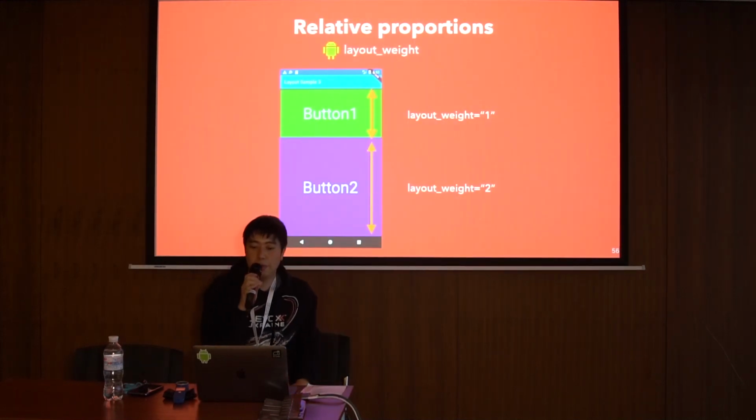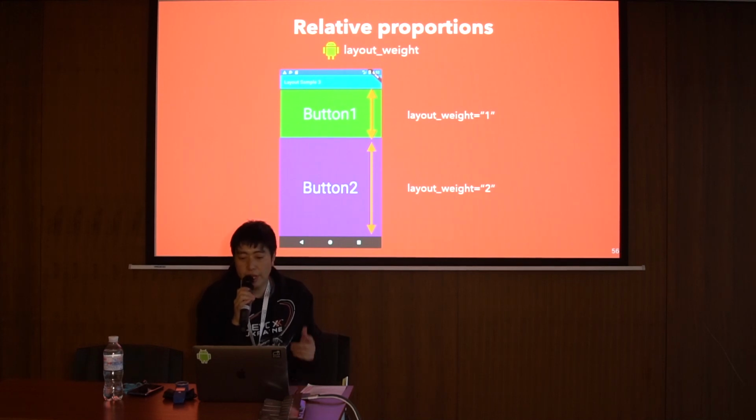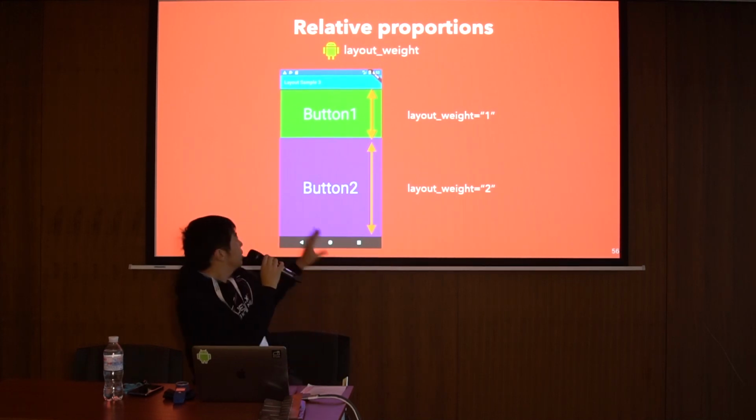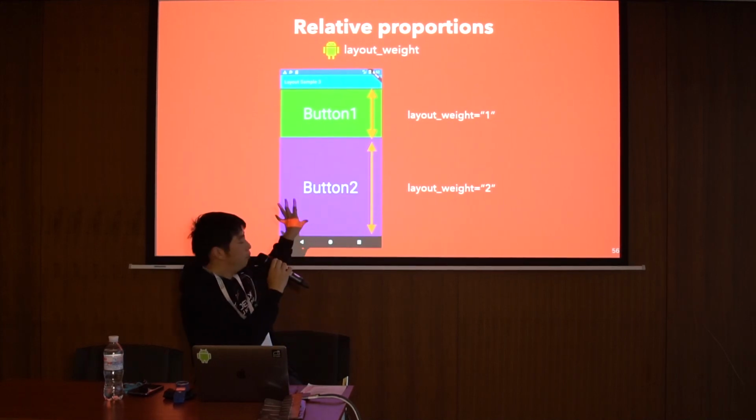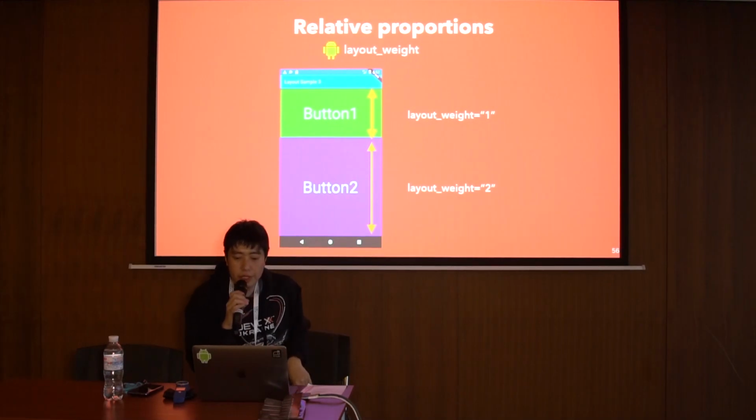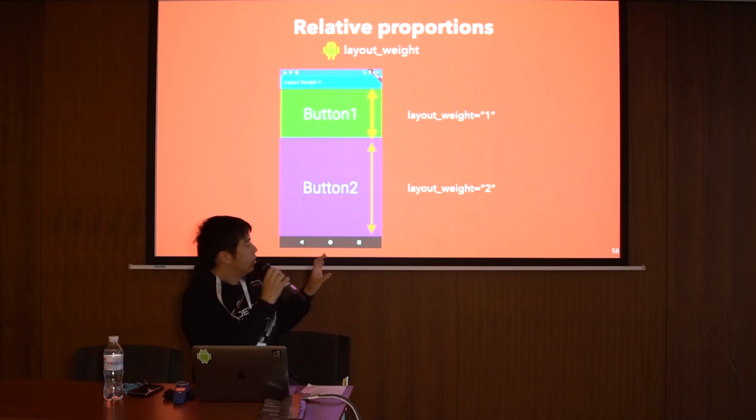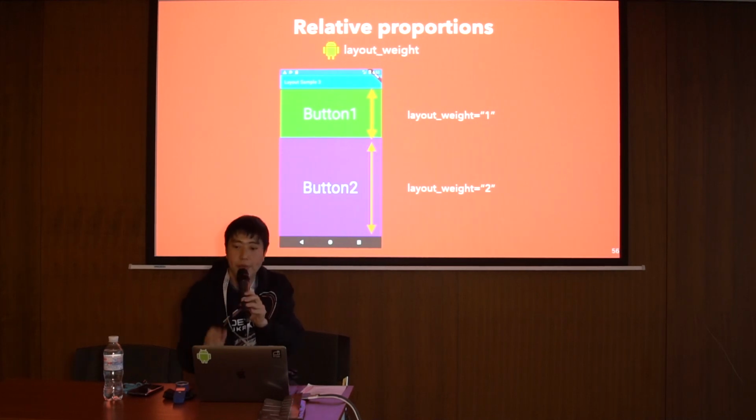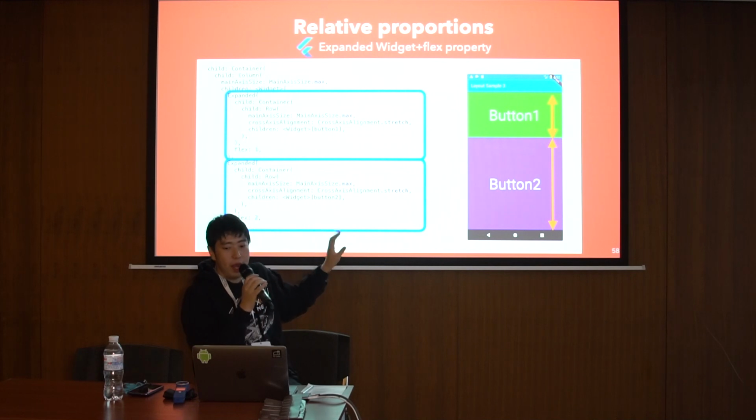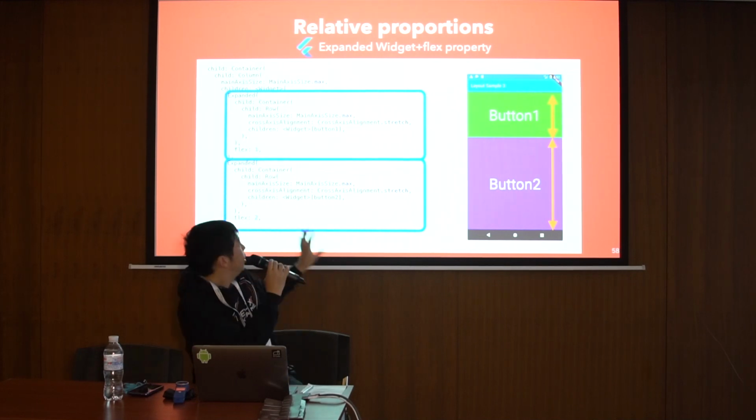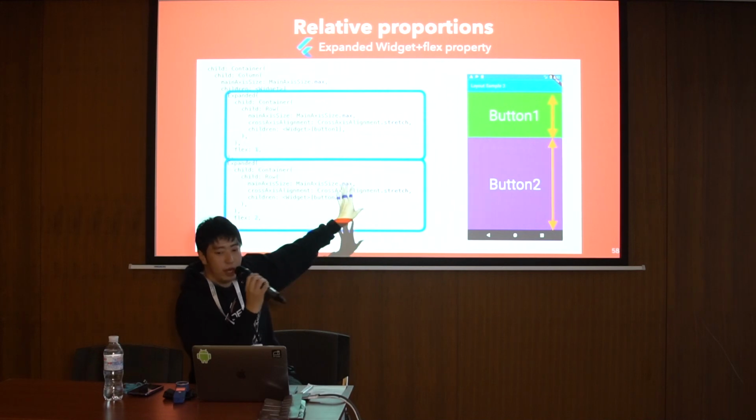Next is relative proportions. On Android native development, when we lay out such as this figure, we use a layout weight property. By using this property, we can separate the screen space. On Flutter, for relative proportions, we use the expanded widget and flex property. Here is a sample code. By writing this code, we can create this screen.